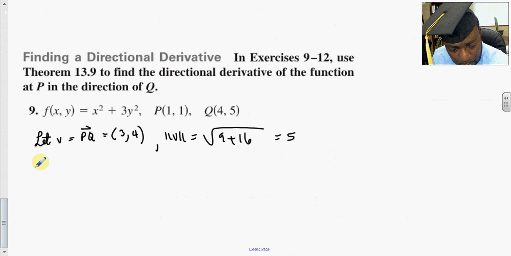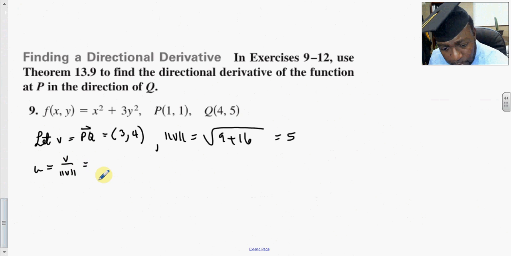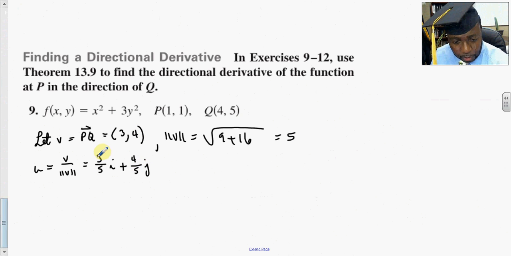So u is equal to v divided by the norm of v. So this is 3 over 5 i plus 4 over 5 j. So we use those values for our unit vector.